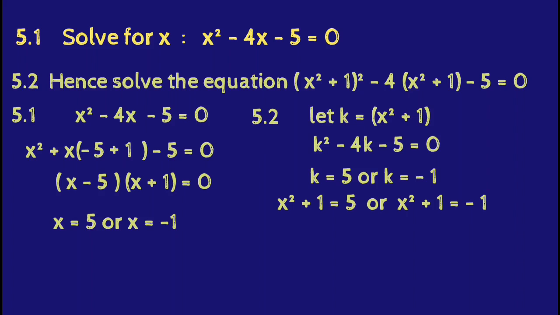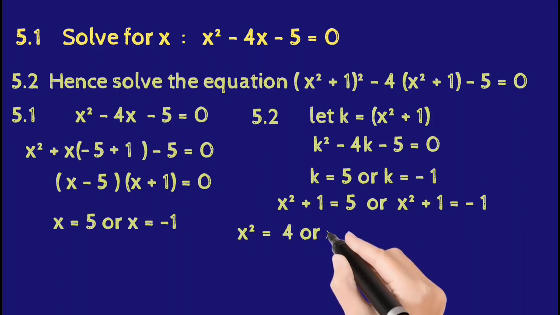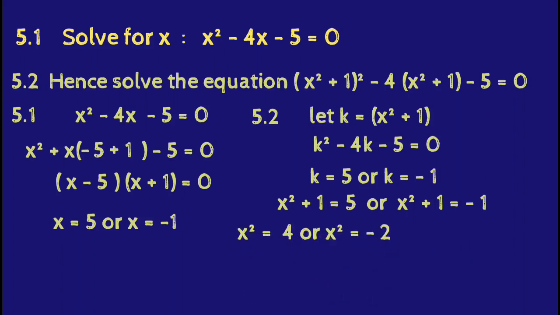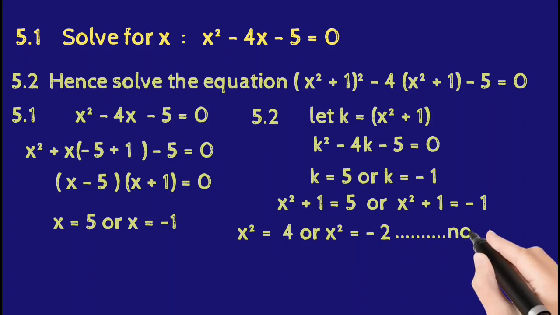We can solve these two equations by moving the 1 across the equal sign, and then it becomes a negative 1. So we'll have x squared equals 4 or x squared equals minus 2. Solving x squared equals minus 2, we won't get an answer there, because we'll end up with x equals the square root of negative 2.